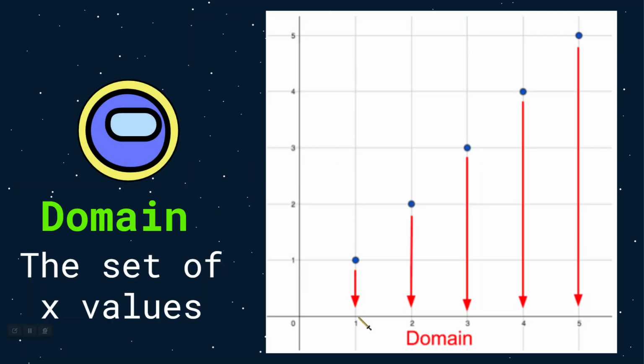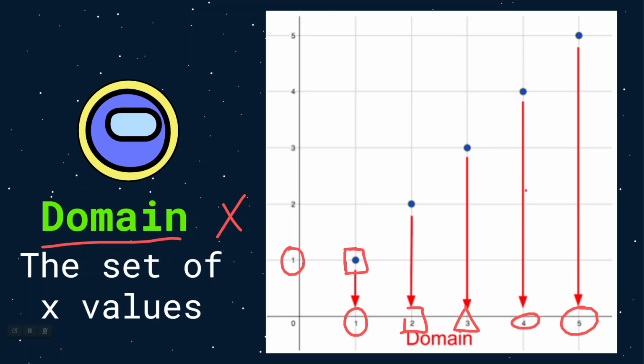The domain is the set of all x values. So in this set of 5 points, each point has an x and a y value. The domain is the set of all x values. So you can look on the graph directly. These are the x values that go along with those 5 points. That has an x value of 1, that has an x value of 2, 3, 4, 5. So if I listed out the set of all x values here, it would be 1, 2, 3, 4, and 5.